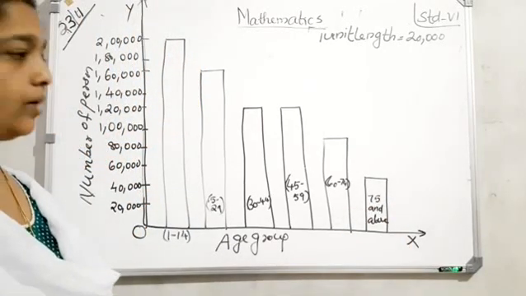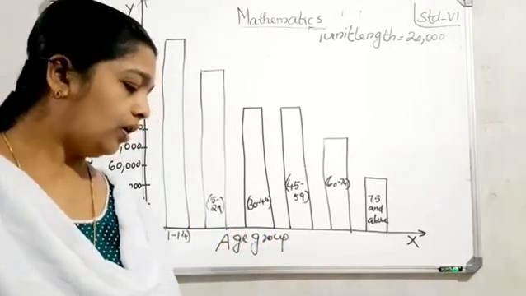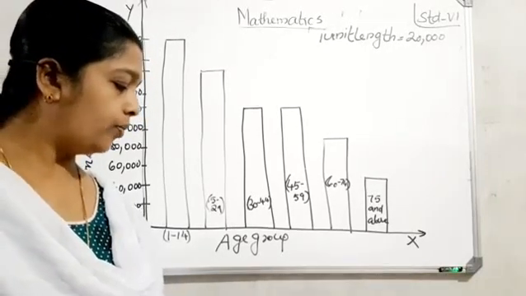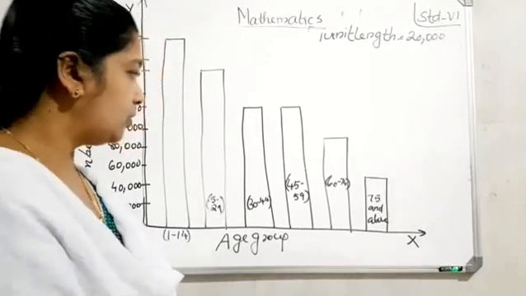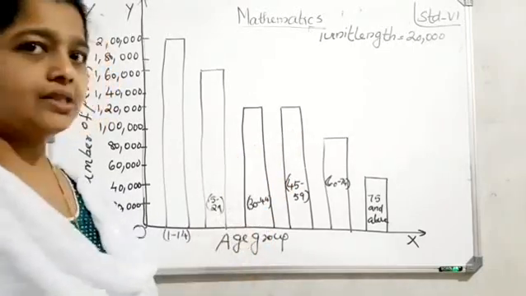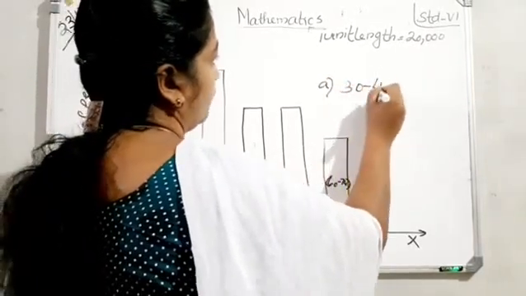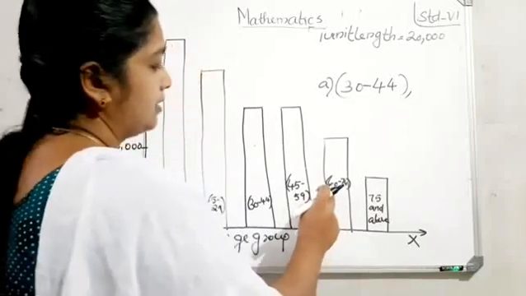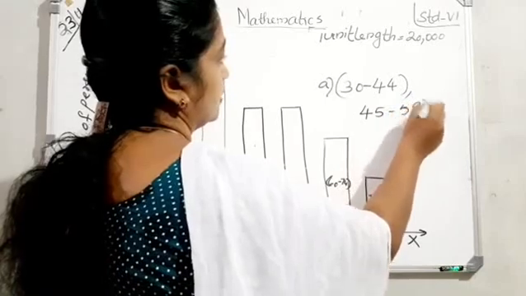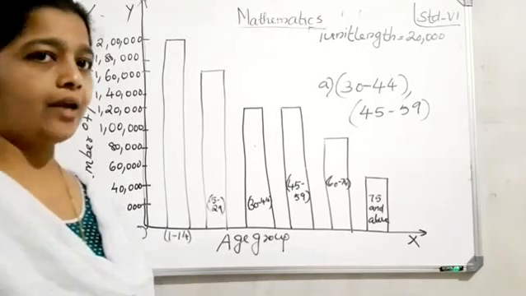This is the representation using a bar graph. Understand? Next question: which two age groups have the same population? Say the answer. Here both are the same. That is 30 to 44 and 45 to 59. Clear? Yes, both are the same.